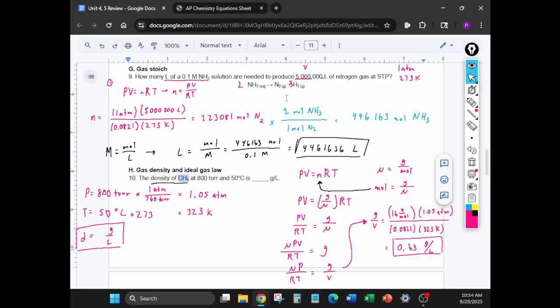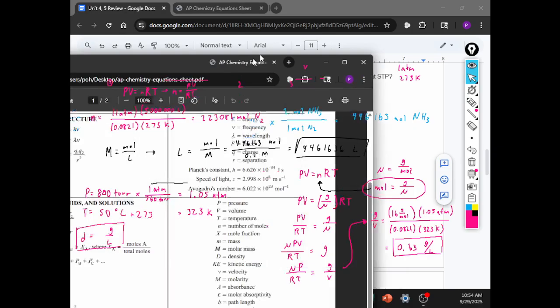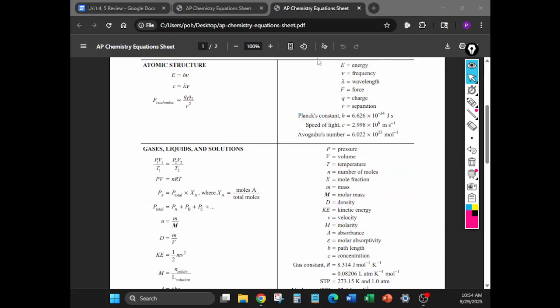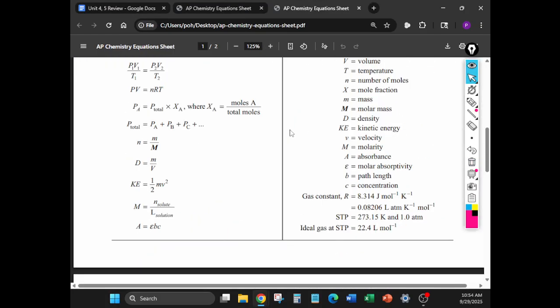All right, one thing I do want to mention is, you see this rearrangement right here? I just took a look at the equation sheet. They updated it, I think last year. And so I do want to mention this is actually on the AP equation sheet. So if you guys take a look right here, they use some different variables, but right here.